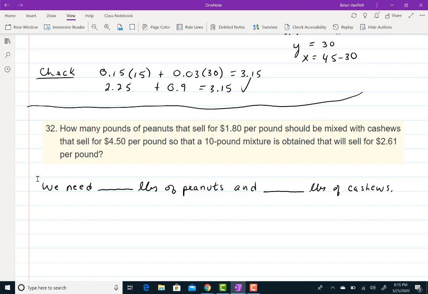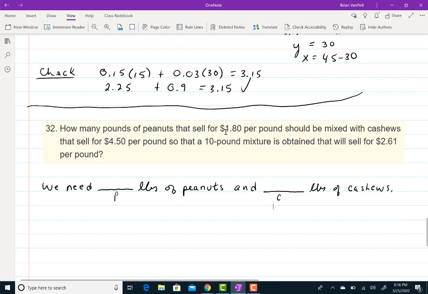For me, it's clear I'll use P for peanuts, C for cashews. And let's see what we have here. How many pounds of peanuts that sell for $1.80 a pound should be mixed with cashews that sell for $4.50 a pound, so that a 10-pound mixture is obtained that will sell for $2.61 a pound.